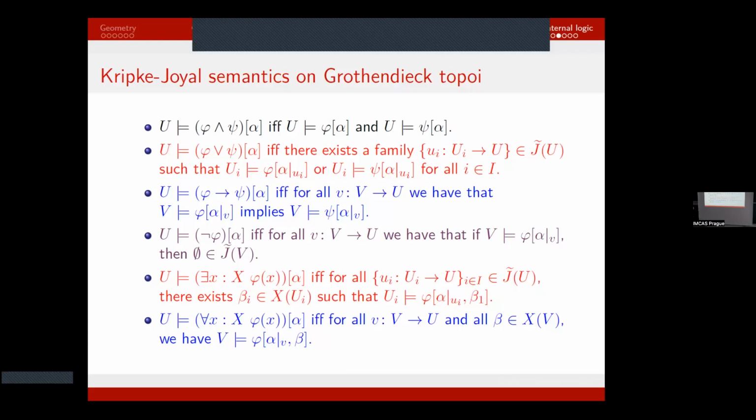What happens instead on the blue ones? On the blue ones, it's something else. It's a for all instead of an exists. It says for all V that enter in U. So every time I have a map from V to U, we have that the restriction on the restriction, the statement is true.